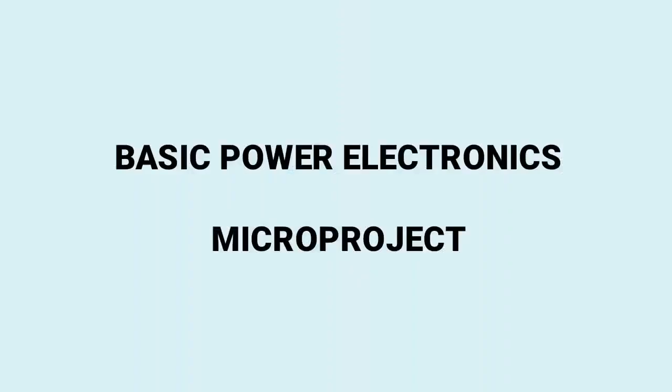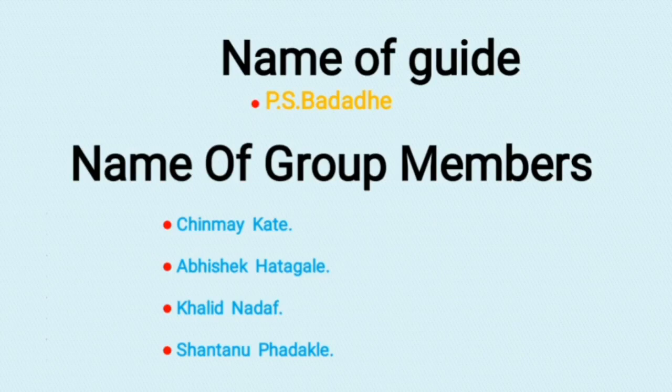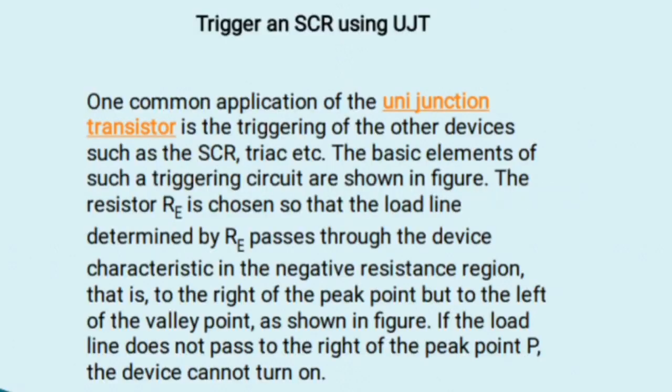Welcome everyone. Here we have made a micro project of the subject Basic Power Electronics. In this project, we have made a UJT and SCR triggering circuit. This project is made under the guidance of Professor P.S. Badade ma'am. The group members involved in making this project are Chinmay Kate, Abhishek Atagde, Khalid Nadaf and myself, Shantanu Padkale.